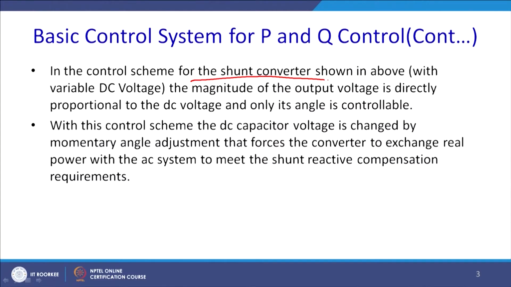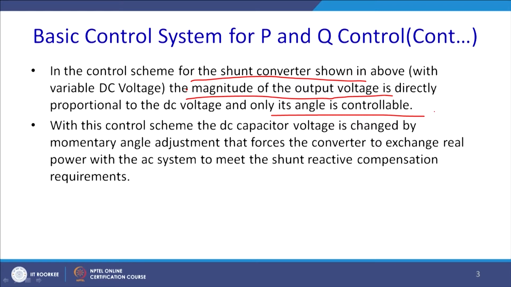In the control scheme of the shunt converter shown in the previous slides, with variable DC voltage, the magnitude of the output voltage is directly proportional to the DC link voltage, and only its angle is controllable. So, there is a change in mechanism of these two.